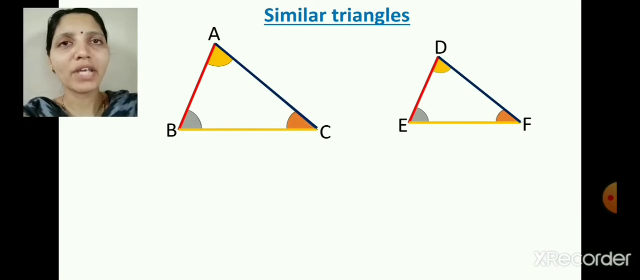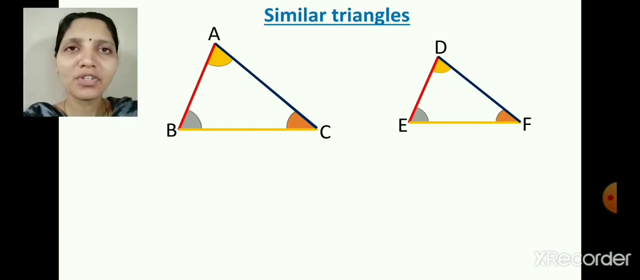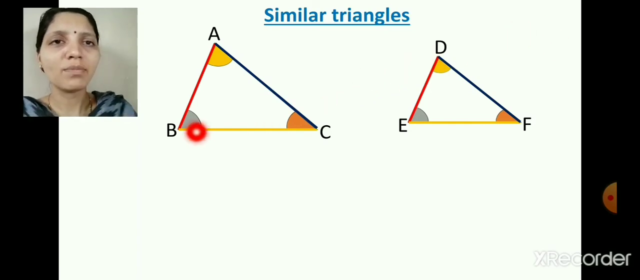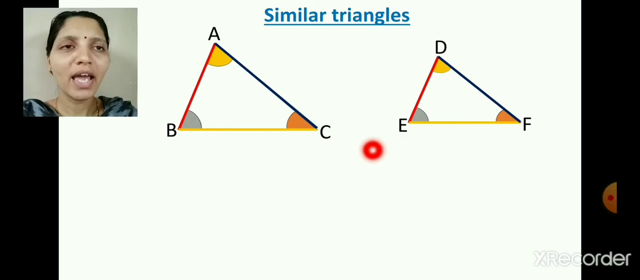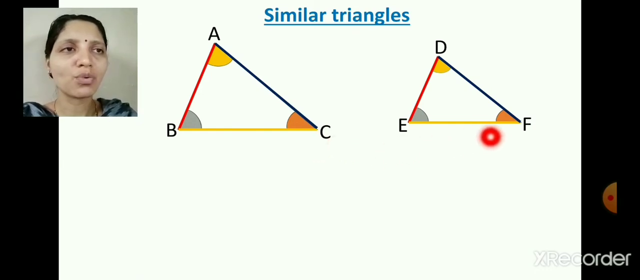After that, we have seen the similarity of triangles. In that we have seen the correspondence also. So do you remember what is the meaning of correspondence? Yes, it is the matching or pairing of vertices of two triangles. So here vertex A corresponds to vertex D, vertex B corresponds to vertex E, and vertex C corresponds to vertex F. So that way we have to see the correspondence.